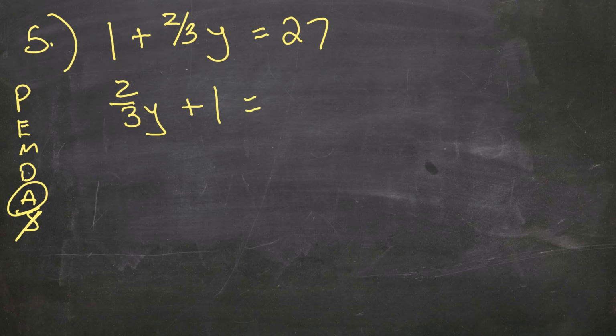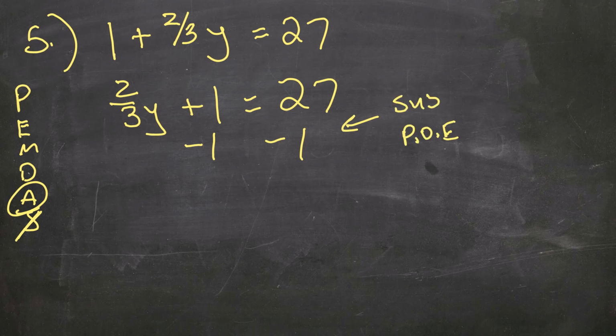So maybe you want to rewrite it. That will make it look more like one of the earlier problems. You don't have to. But then it's a little bit easier to see that you subtract 1 from both sides first, and that's your subtraction property of equality. Now I have 2/3 y equals 26.